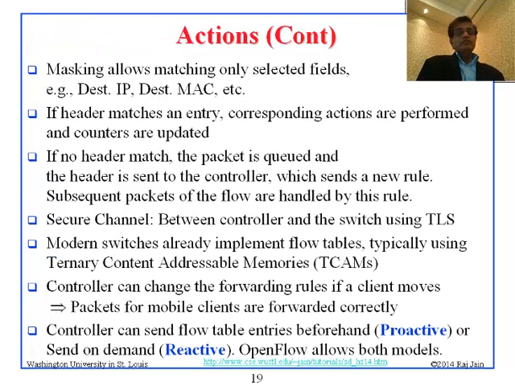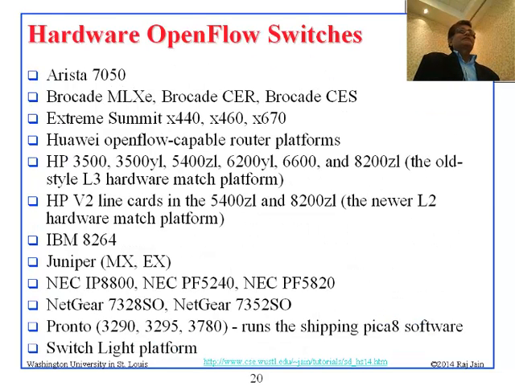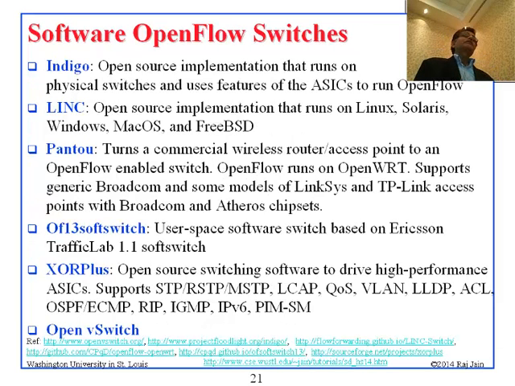So anyway, the idea is this is somewhat powerful, so everybody wanted it, and every company now makes a switch which implements OpenFlow. Arista, Brocade, Extreme, Huawei, HP, IBM, Juniper, NEC, you name it, they have it. But more than hardware switches, there are software switches. These are the switches that you can put in a hypervisor. And so Indigo, Link, and so on and so forth.